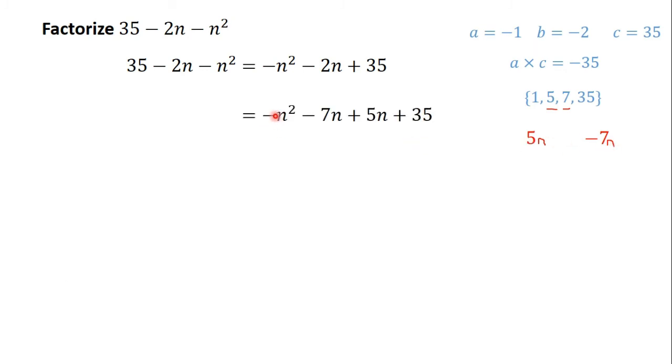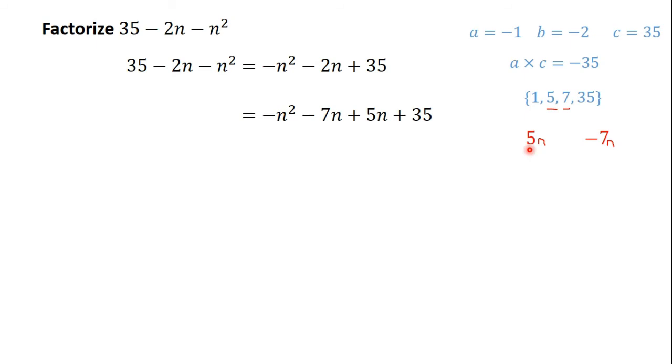Let's do that. We will have minus n squared. Here I brought minus 7 first. It's the same thing. So minus n squared minus 7n plus 5n plus 35.